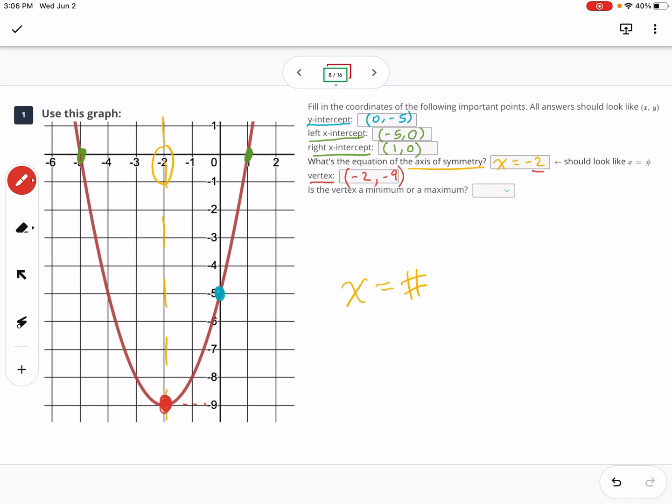Is it a maximum or a minimum? The vertex is a minimum if the graph is shaped like this, because that means the vertex is on the bottom. So in this case, it's a minimum. It would be a maximum if the graph was shaped like this and the vertex was sitting on top of the graph.